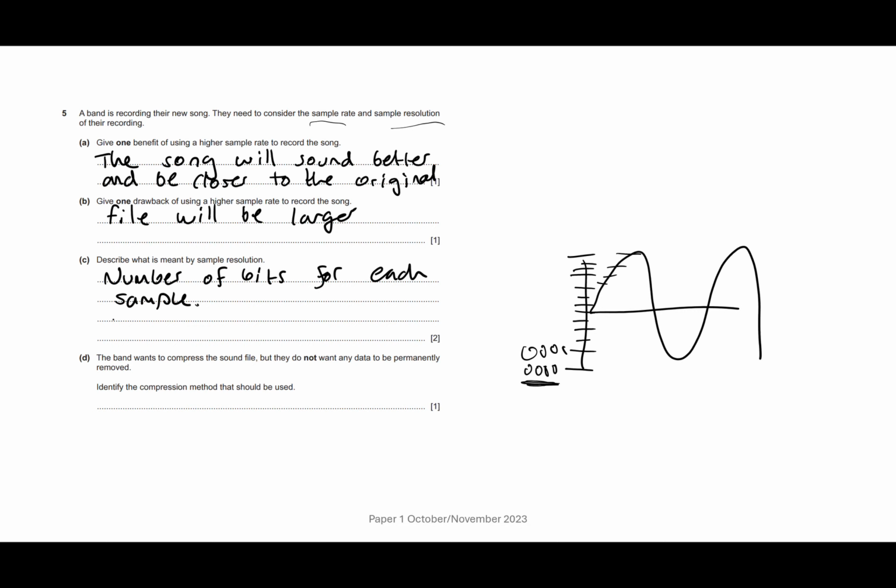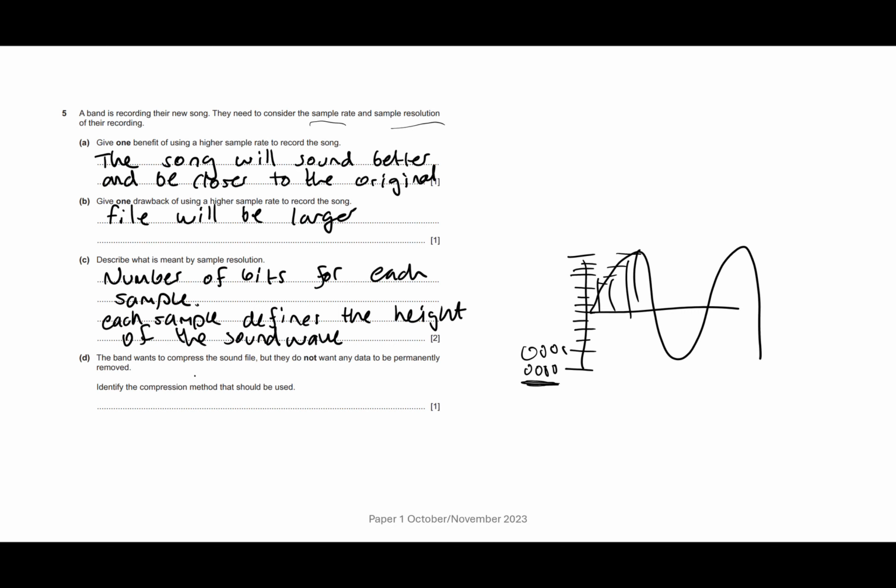So we could say something like each sample defines the height of the sound wave. I think that will do, but we could add at a particular time as well, as it moves along in time, but that's fine. So what's meant by sample resolution? It's the number of bits we need for each sample. Each sample defines the height of the sound wave. We'll look at the mark scheme in a second and see how that might compare.